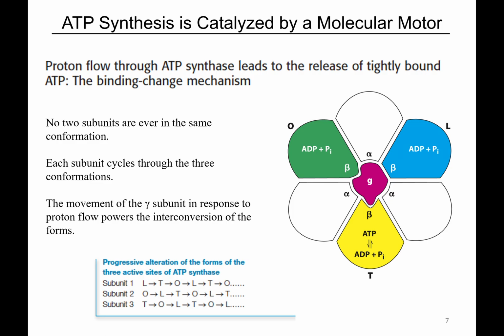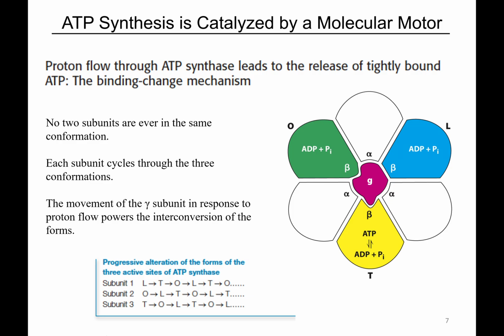So the alpha subunits are basically just space fillers. They're there to occupy space. They don't play any catalytic role. The beta subunit is where the chemistry happens. And depending upon how the gamma subunit is interacting with it, it can either be present in an O state, an L state, or a T state. Open, loose, or tense, right?